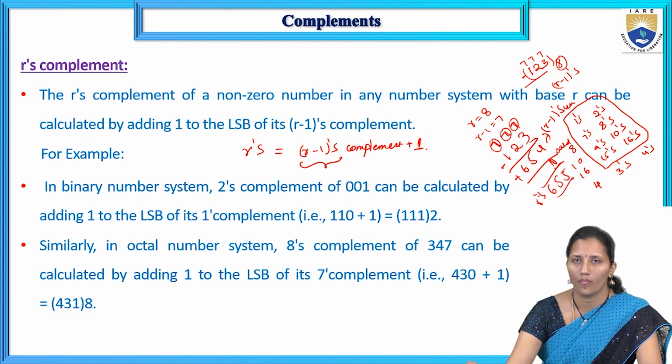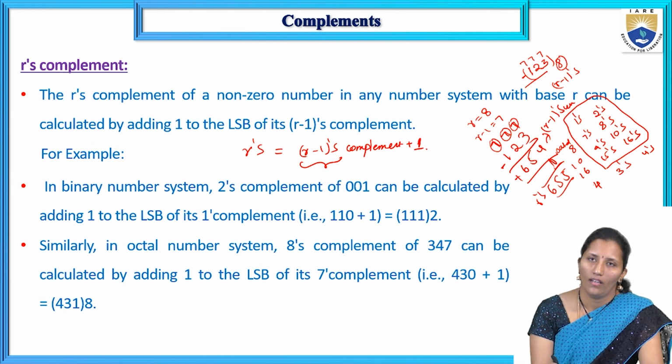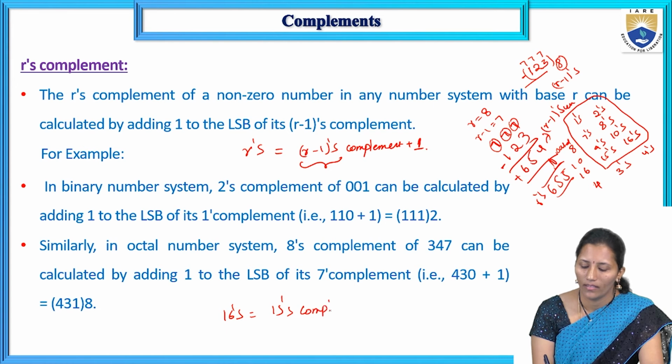That is 8's complement. Okay, if it is a hexadecimal number, r's complement is 15's complement plus 1. Okay, 8's complement is 7's complement plus 1. So how will you get 7's complement?